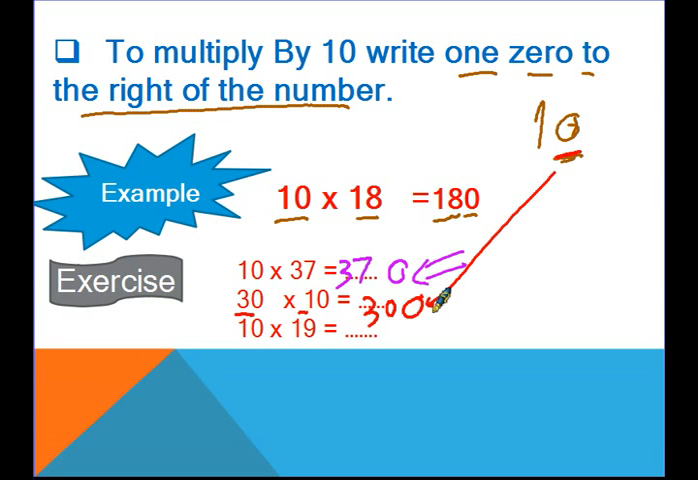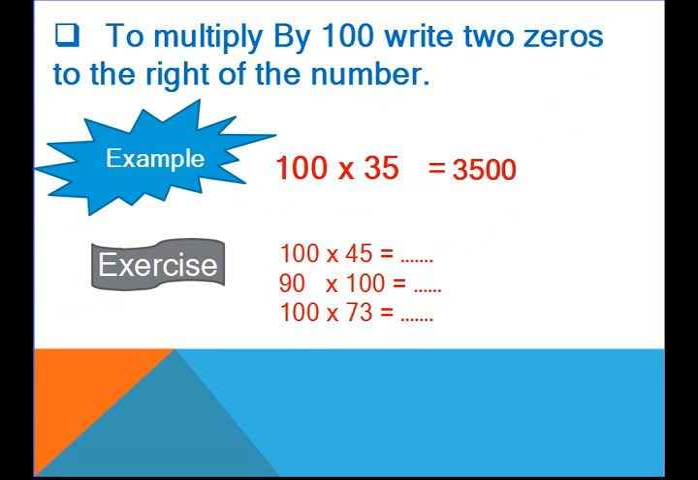Okay, another example. If I said 10 times 19, here I multiply also by the number 10. So I put 0 to the right of the number, and 1 times 19 equals 19. So the result will be 190. Okay, any problem? I will go to the next page.